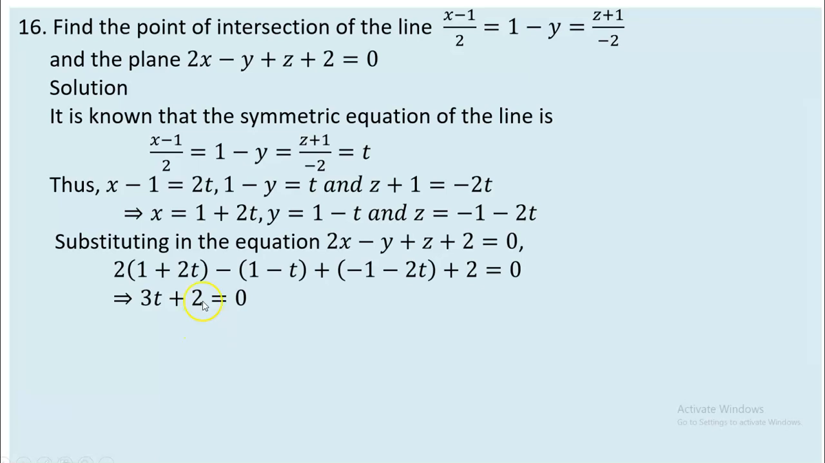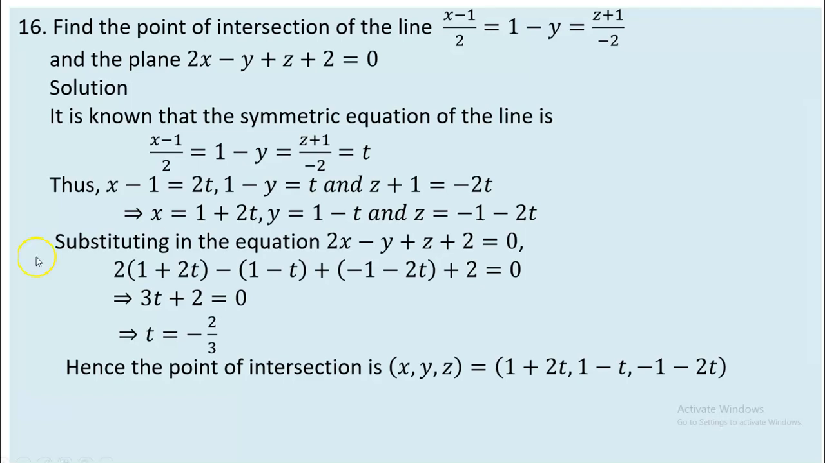As you see, the sum of this makes 3t plus 2. When you solve for t, you are going to have t equals minus 2 over 3. Once you obtain minus 2 over 3, you have to substitute it in the x, y, and z expressions. When you substitute minus 2 over 3 in x, you will obtain a certain number.